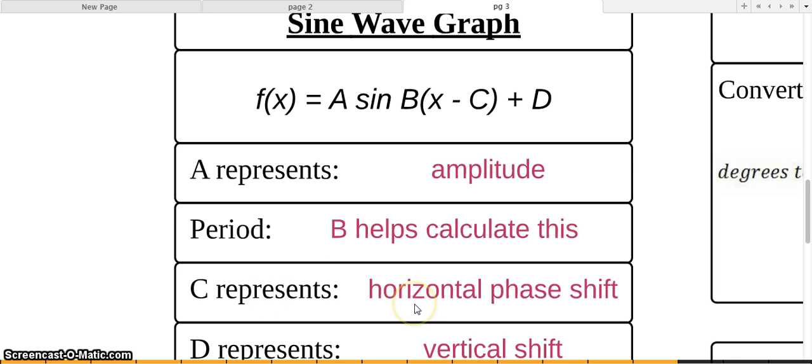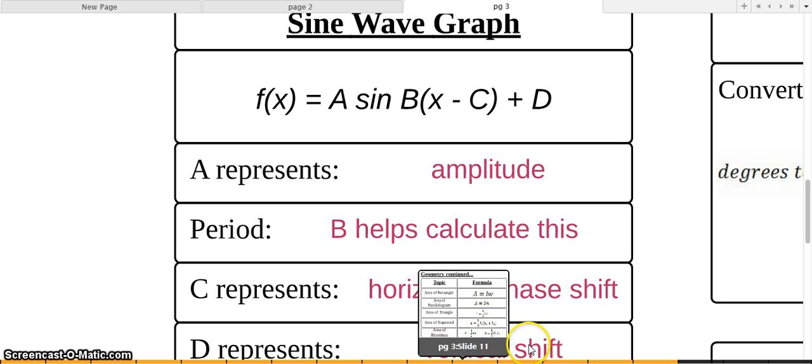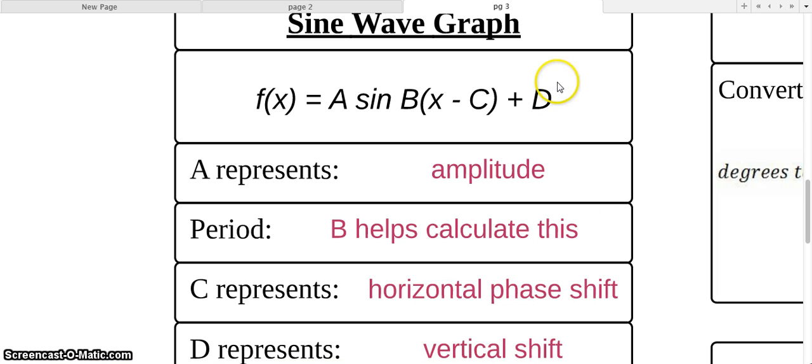C represents the horizontal phase shift, which means you might take your sine curve and shift it on the x-axis left or right a certain amount, and this will tell you how far to shift it. And then D represents the vertical shift. This might take your sine wave and make it go up. It might shift it up 2 or shift it down 4. It just depends on what this D value is. If you haven't taken trig yet, you can ignore that.